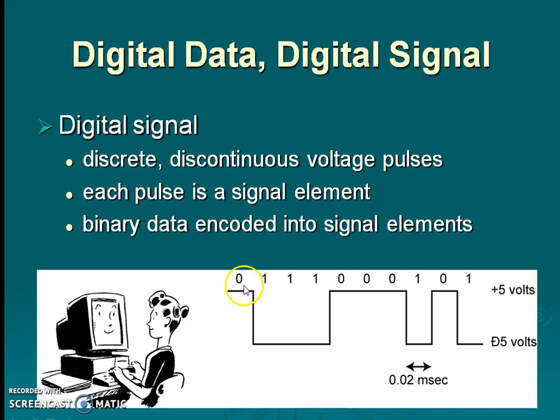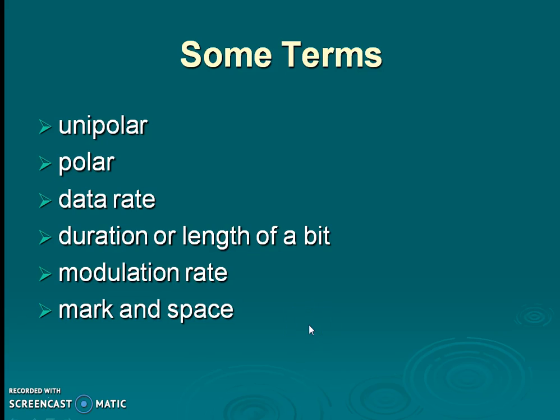Here the data is converted into, or represented in the form of, zeros and ones. Okay, next one is, here we have used some terms for transmitting the data from one machine to another machine, or from one user to another user. First one is unipolar, polar, data rate, duration or length of the bit, then modulation rate, mark and spaces.